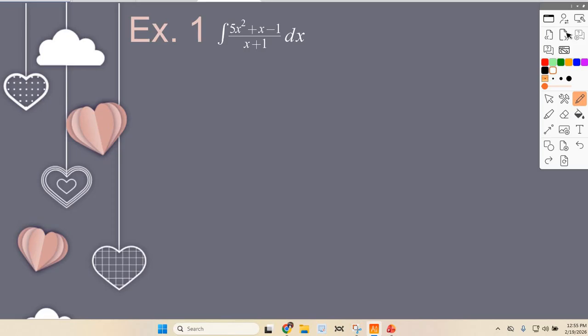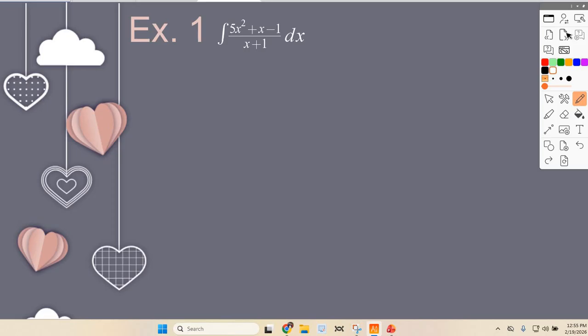So notice I have 5x squared plus x minus 1 on top, and then x plus 1 on bottom. If I tried to do u sub, I would want my u to be the bottom, but what is the derivative of x plus 1? Just 1, and so that's not super helpful. And then if I tried to make it the top, the derivative of 5x squared does give us an x, but then that means that our du would be on the bottom, which just causes issues. So I can't use u sub here.